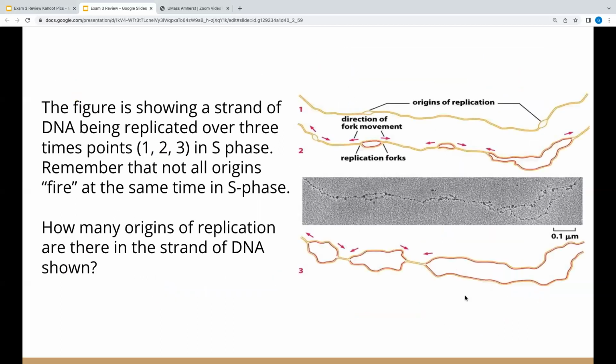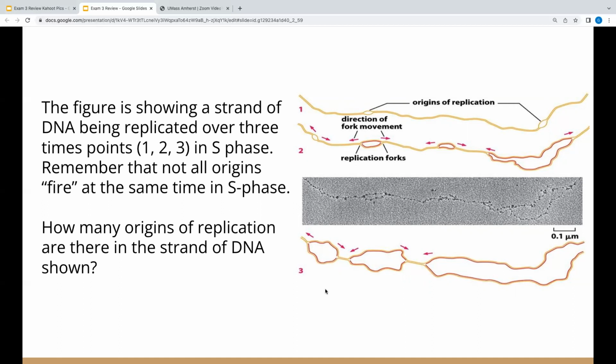Practice problems. I took some of them out to put in a Kahoot, but this one is left here. The figure shows a strand of DNA being replicated over 3 time points, 1, 2, and 3. Remember that not all origins fire at the same time in S phase. So the question is, these are the origins of replication, these little bubbles here at the top. But when you look at the end result, how many origins of replication are there in the DNA strand?